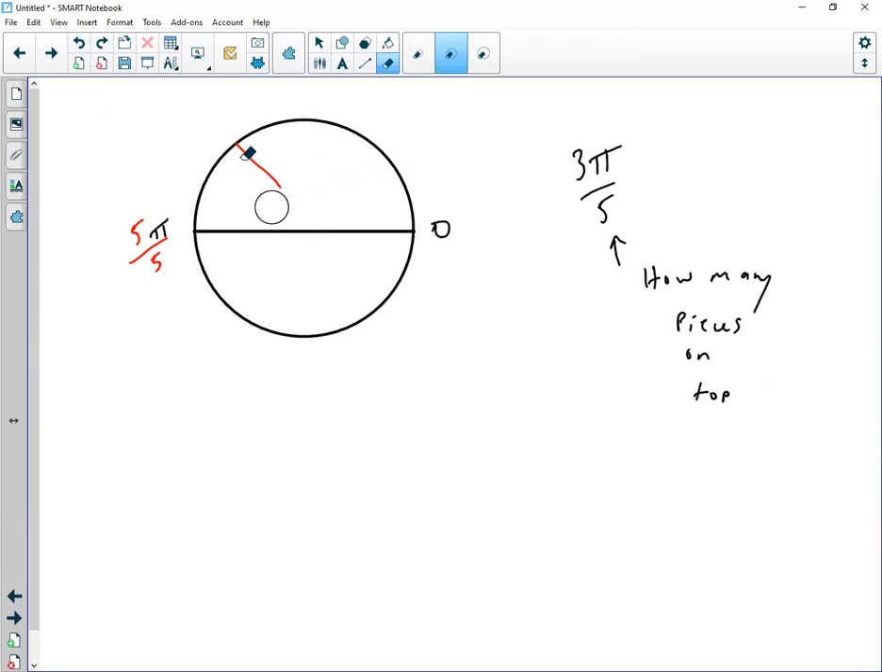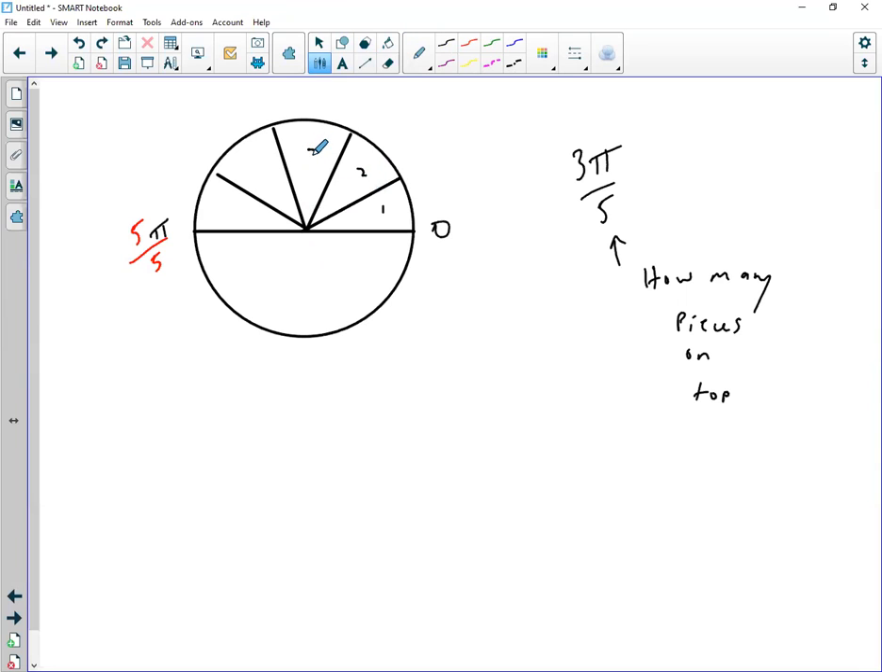Might be easier with a mouse. So if I break this into pieces of 5, so maybe there's 1, 2, 3, 4, 5. So now I could graph 3 pi over 5 just by counting pieces of pi. This would be 1 piece, this would be 2 pieces, this would be 3 pieces. So my 3 pi over 5 would be located right here. This is where my 3 pi over 5 would be.